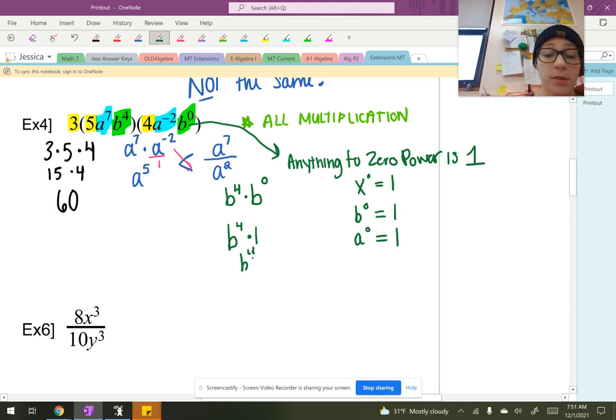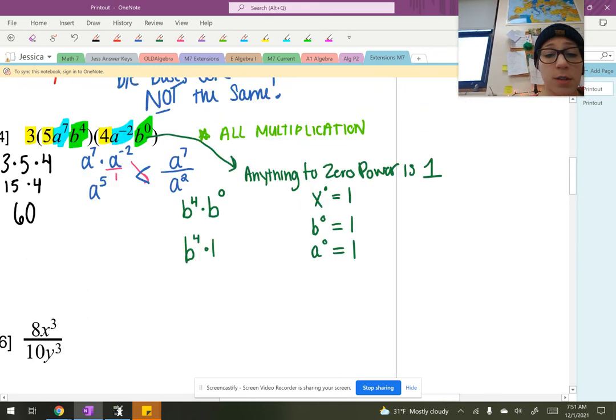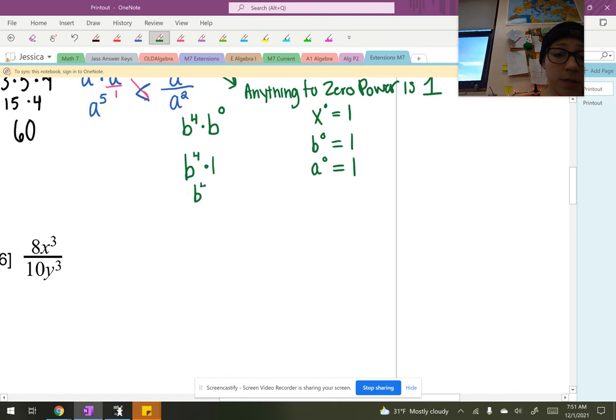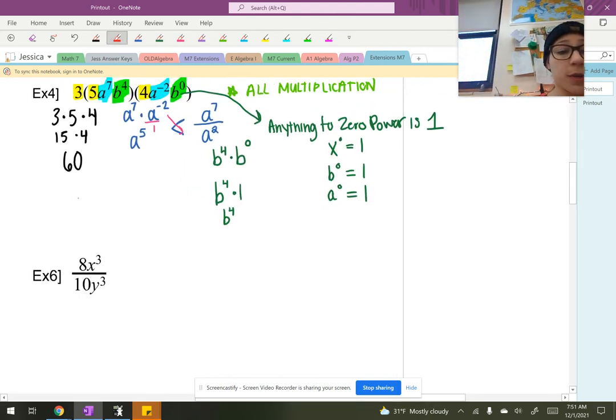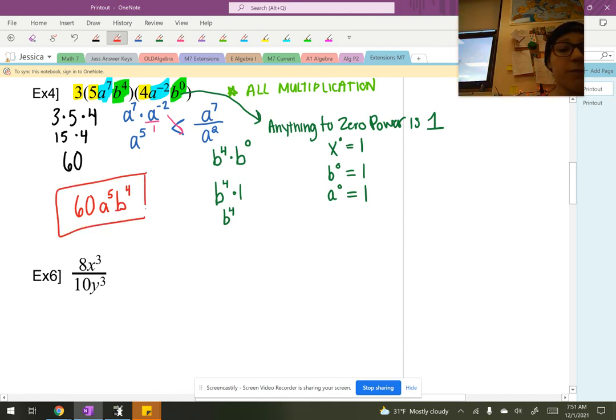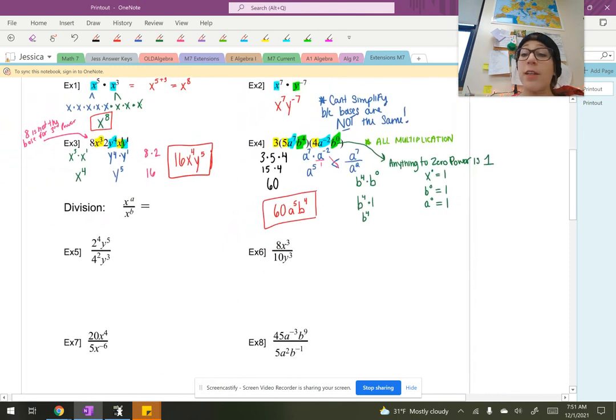Okay, so last but not least, to finish this off, I don't know why that's giving me such a hard time. There's probably a smudge on my screen. We're just going to put all those pieces back together. So we had that 60, a to the 5th power, and b to the 4th power. Final answer. In the next video, we'll take a look at dividing exponents.